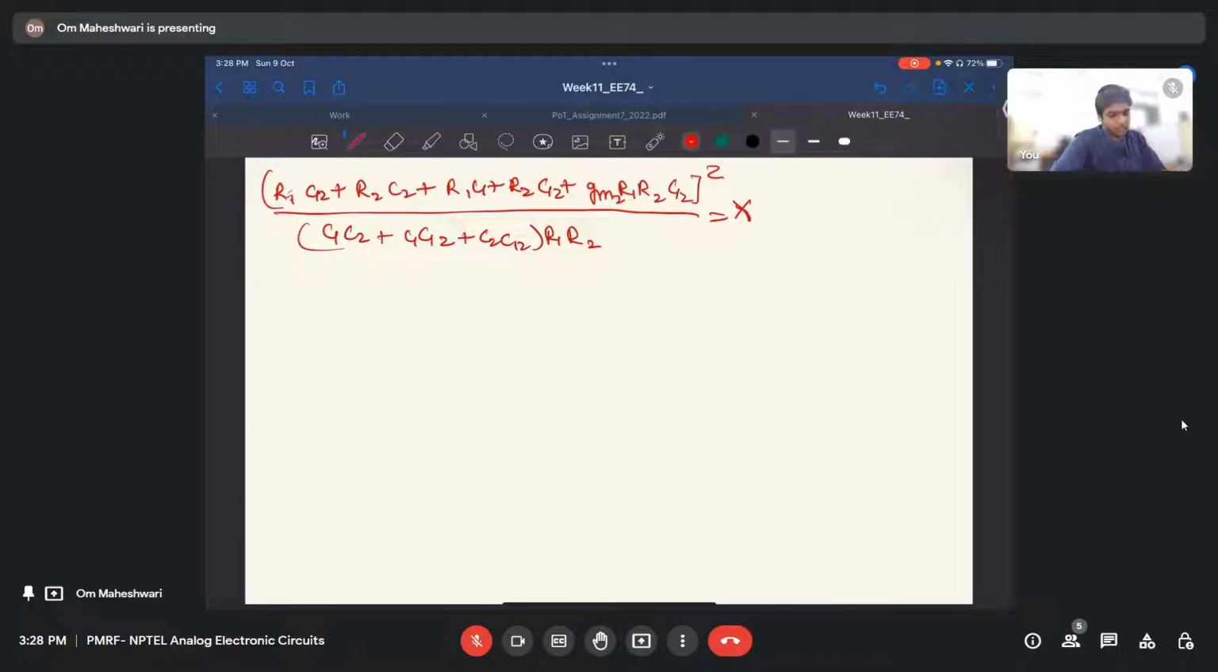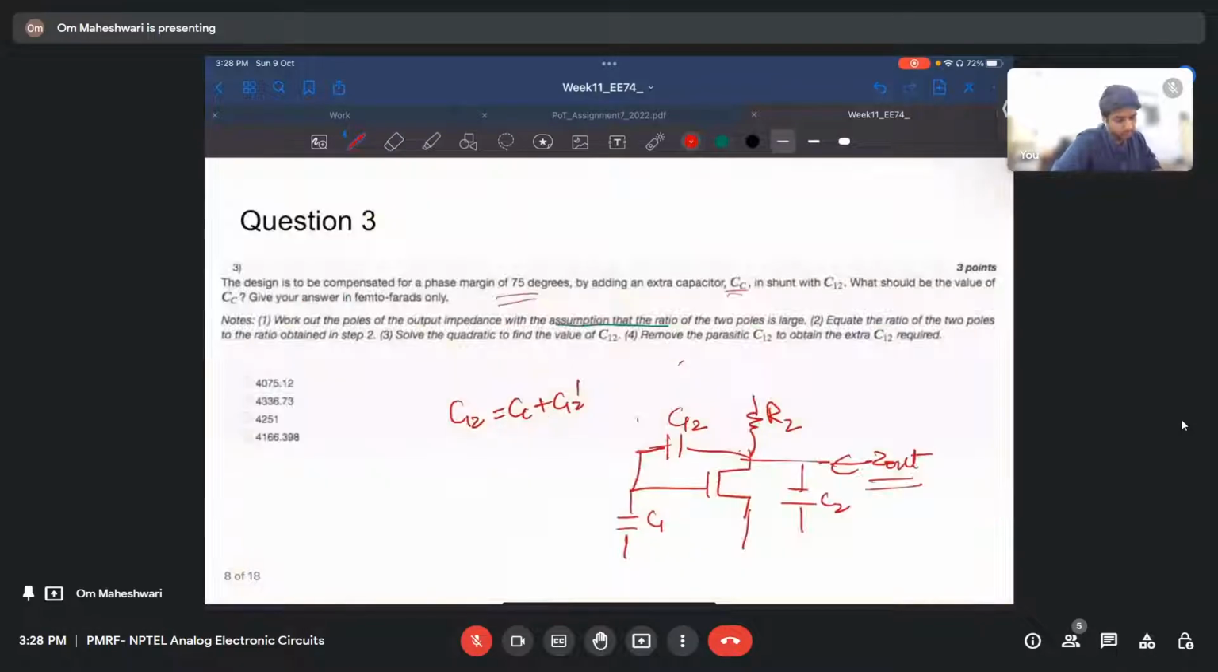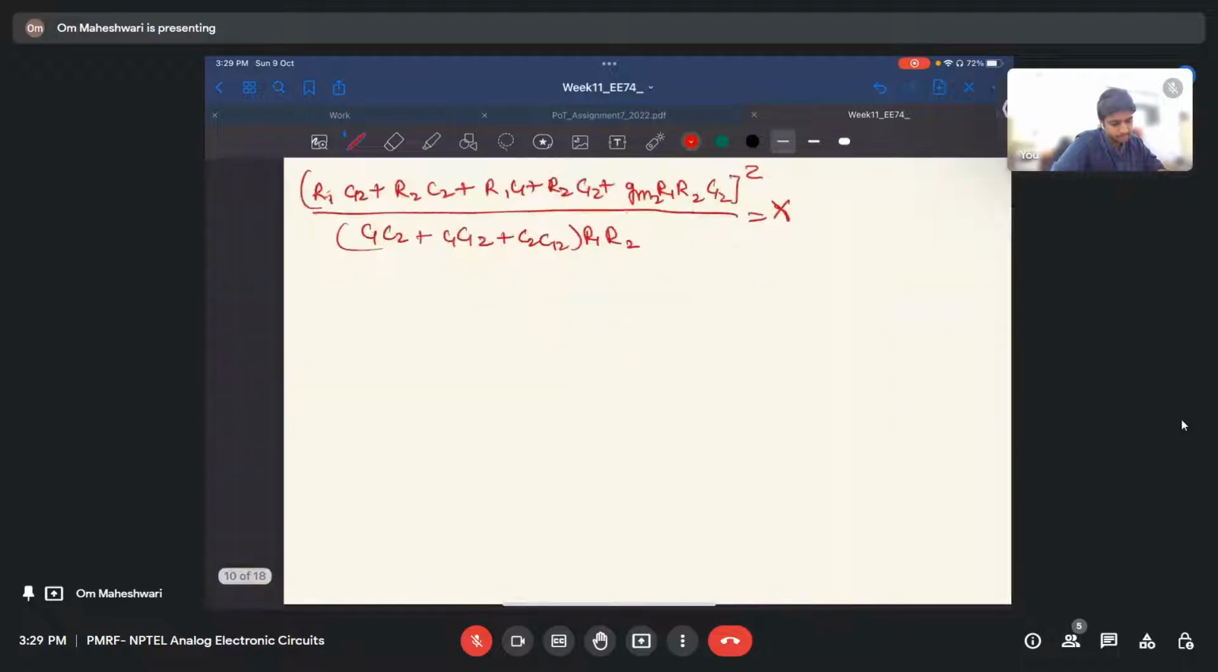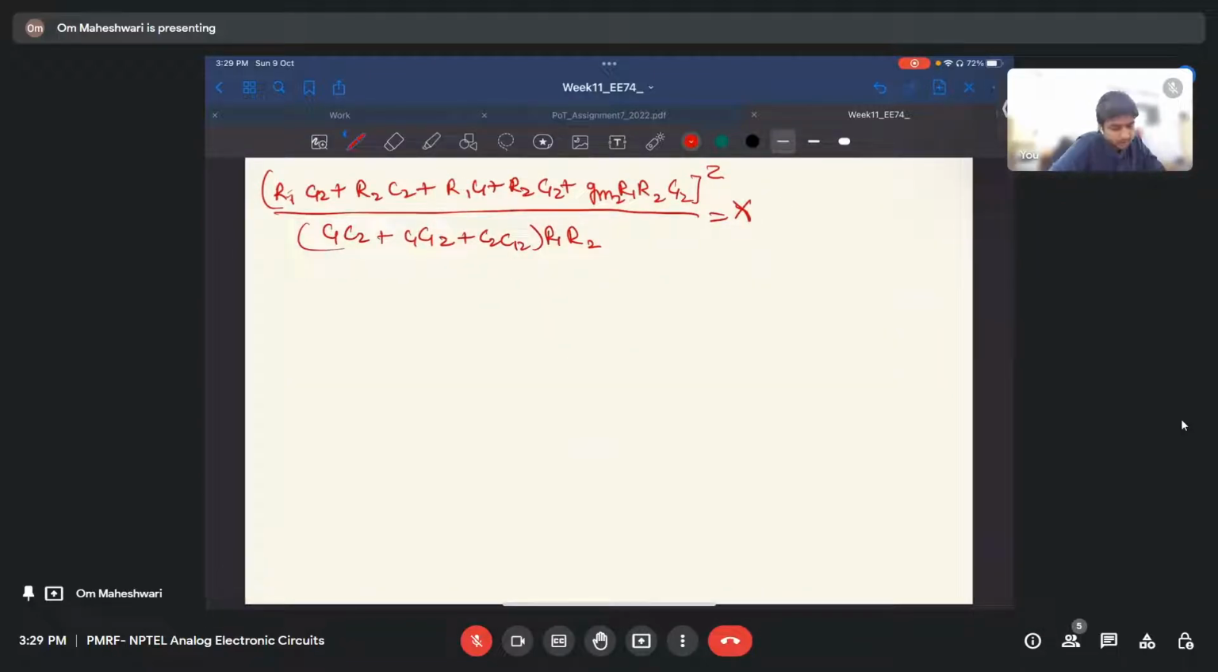So our aim was to find this CC. For CC we have clubbed it, so our aim is to find C12 such that we have this phase margin. This phase margin corresponds to the x value that we have. For this x, what is the value of C12 that we have to find? From this equation, we will form a quadratic equation for C12.